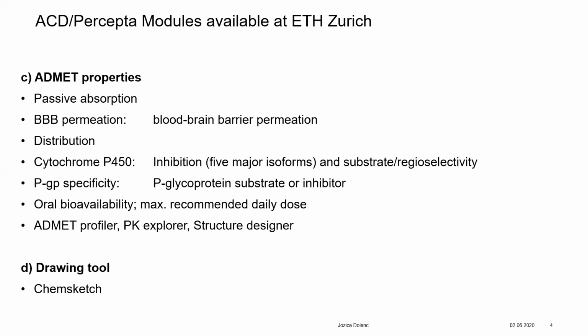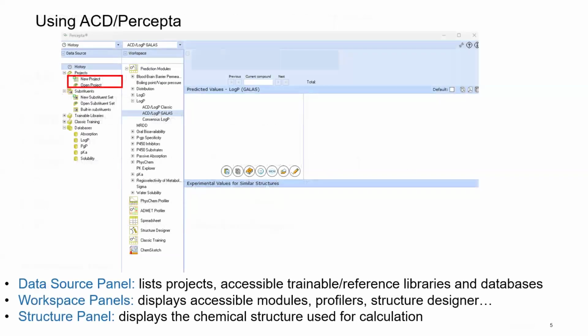Drawing is done via ChemSketch. This is kind of a ChemDraw offered by ACD Labs. So this is how the software looks like. On the left side, you can start a new project in the data source panel. So it sources the open projects, the libraries which are used, the databases. In the middle, you have the workspace, which gives you all the accessible modules like log-P, log-D, and so on. This long list of possibilities to calculate.